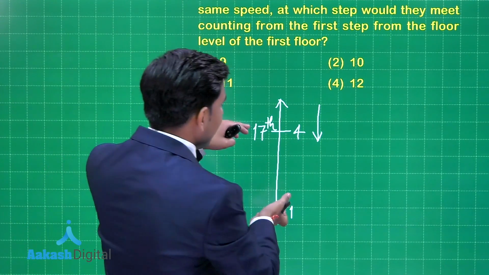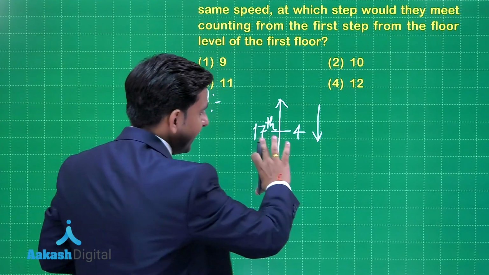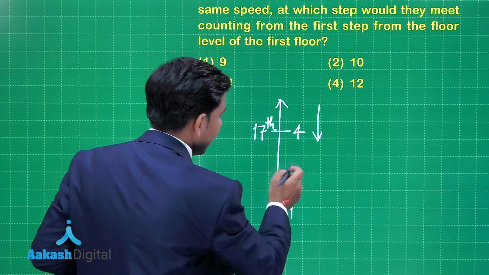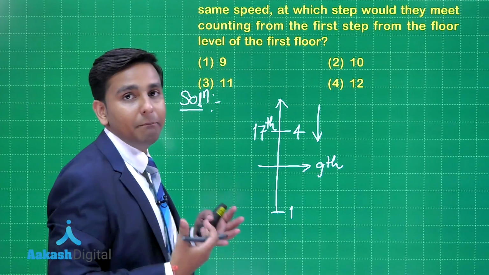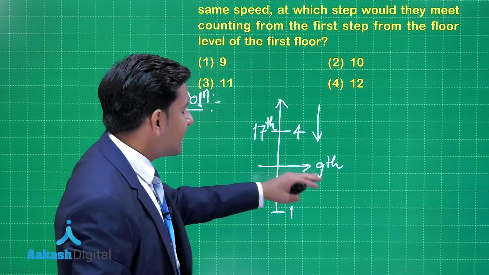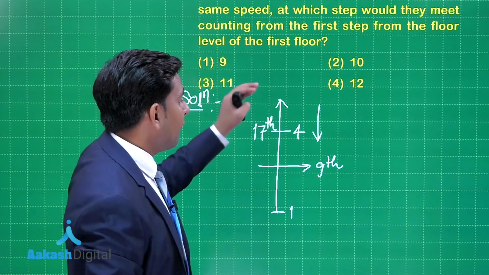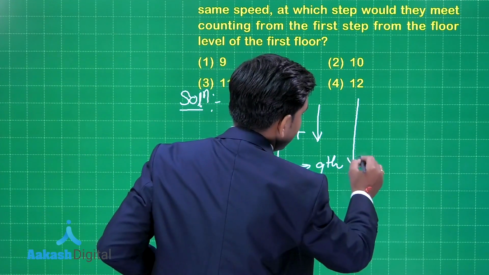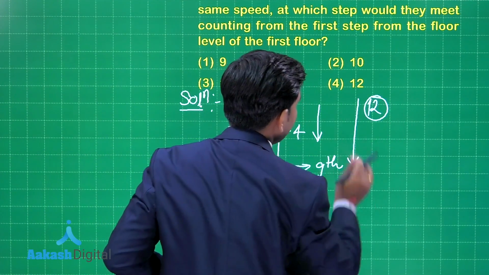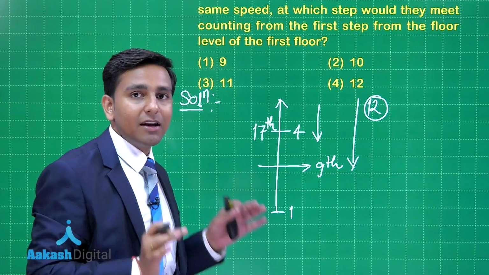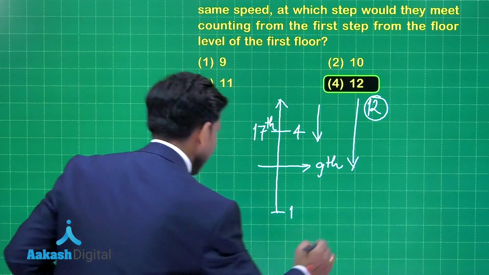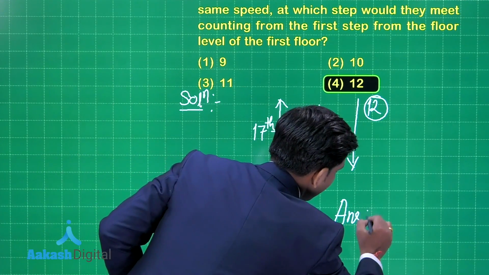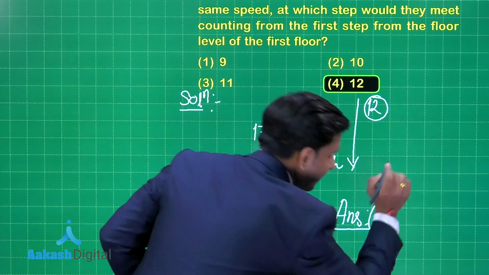So the total gap between these two steps is 17, and the middlemost one is the 9th step from the ground level, where they meet. And the 9th step from the ground level will be the 12th step from the first floor. So clearly option number 4 is the correct answer for this question. So simply we can mark the fourth option as the answer. So I hope you understood this question.